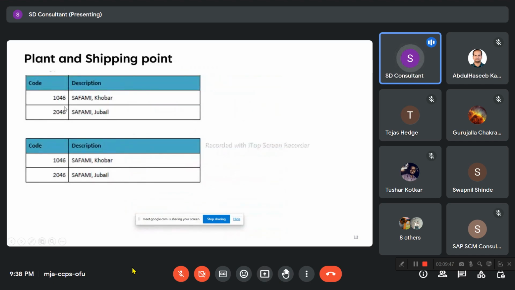For Safami, two different plants were used. One is Safami Kobar, and another one is Safami Jubail. It's based on the location in the specific country. Two different plants were used, and plant and shipping point are created with a 1:1 ratio.